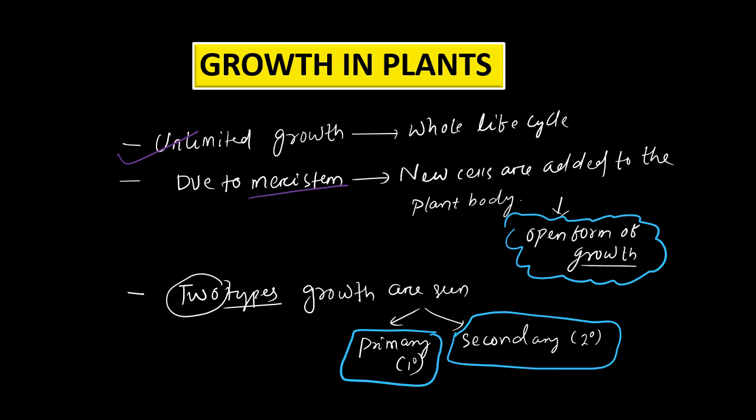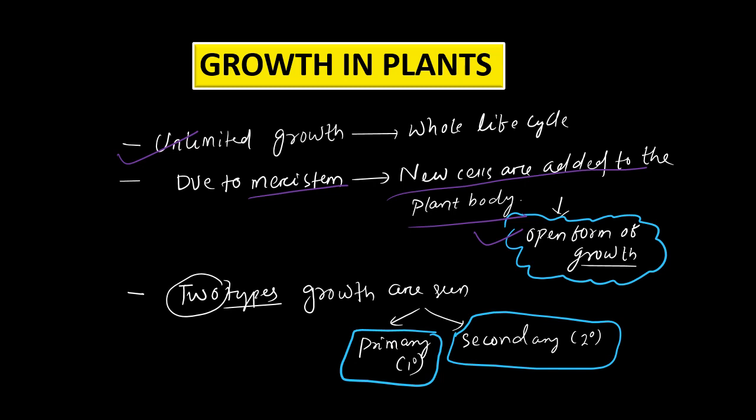So new cells are added to the plant body. If new cells are added, then the plant also grows. If the plant grows, that is known as growth and development. So this growth in plants is known as the open form of growth. Important: this is the open form of growth.